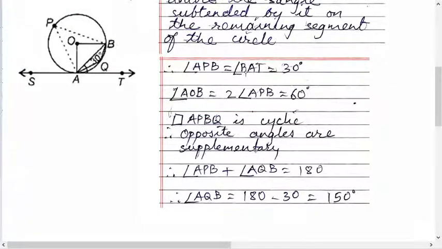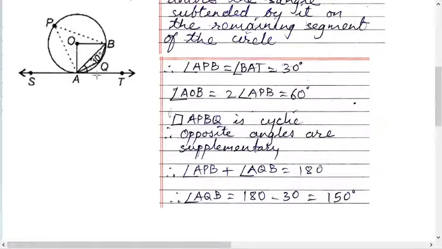APB equals BAT, alternate segment theorem. APB equals BAT, right? Okay. Then AOB equals 2 APB, right? But APB is what? 30 just now. BAT is 30, so APB is 30. So AOB equals 2 APB, this second theorem. So that is 2 into APB, which is 2 into 30, so 60. So AOB is 60 now.